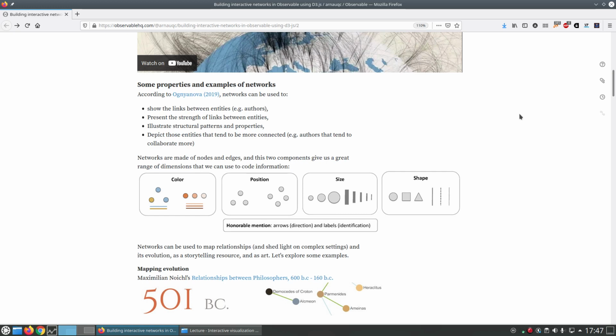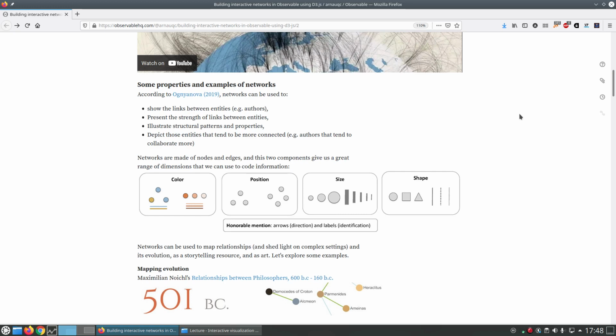And finally, networks can also be used to depict those entities that are more connected than others. I mean that we can analyze the edges, the nodes that have more edges connected to them, and we can see those nodes that are more relevant to the network. We can also detect communities. In these communities, we can see those nodes that tend to be more connected. For instance, those authors in a network of co-authorship that tend to collaborate more among themselves.